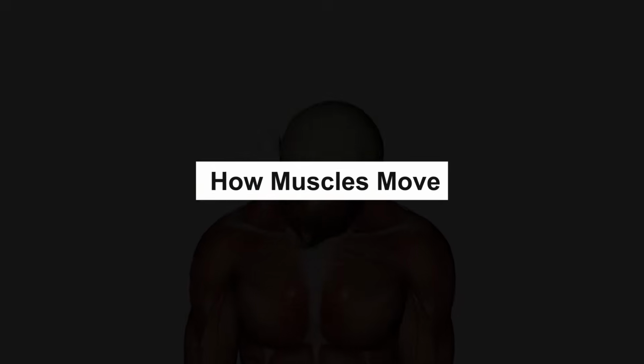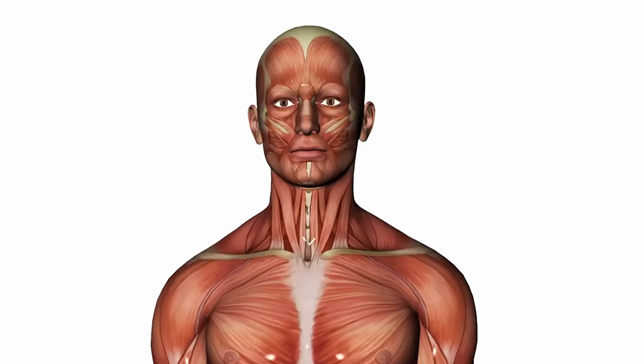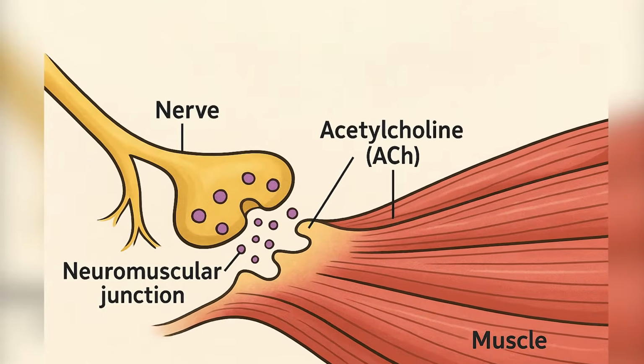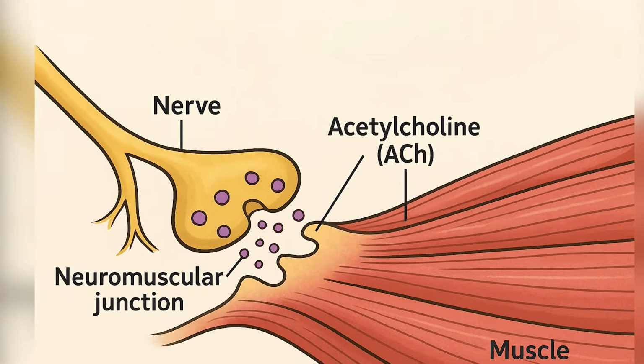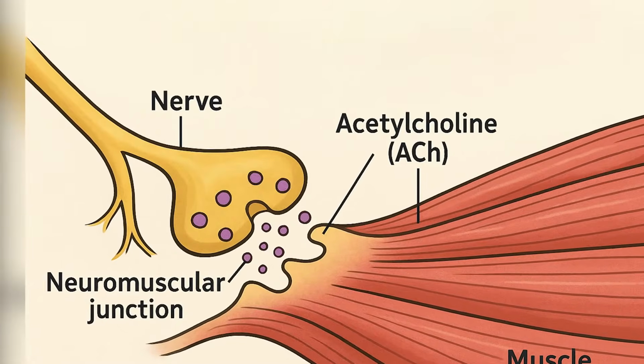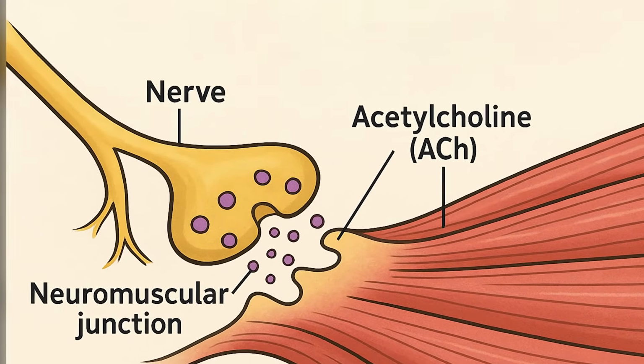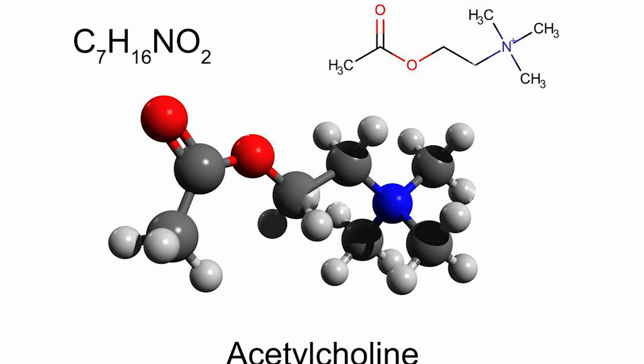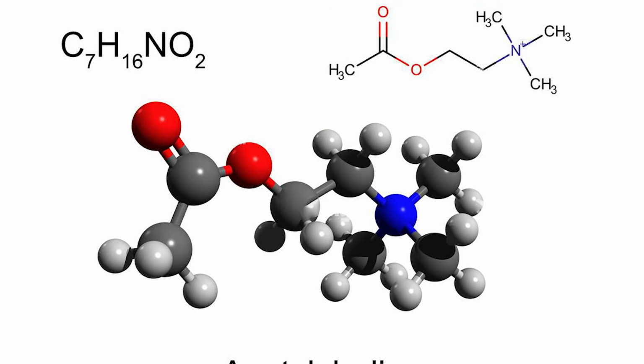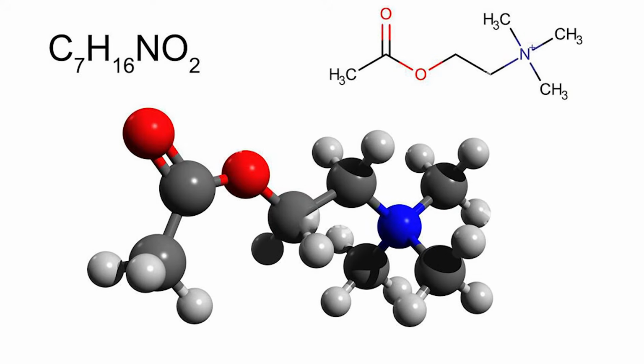How muscles move. Muscles work when they get a signal from your brain. A nerve sends a message to a muscle through a place called the neuromuscular junction. A chemical messenger named acetylcholine, ACh, is released. This chemical makes the muscle start an action potential, an electric wave inside the muscle.